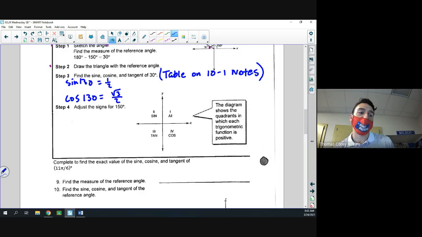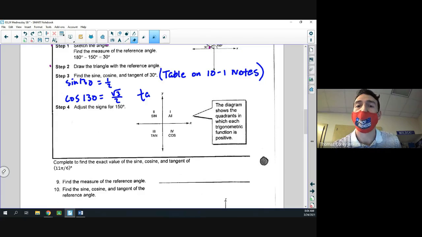And tangent of 30 is square root of 3 over 3. Sorry, thank you. I put 130. I don't know why I did that. Should be just 30. Thank you all. So yeah, sine of 30 is 1/2.